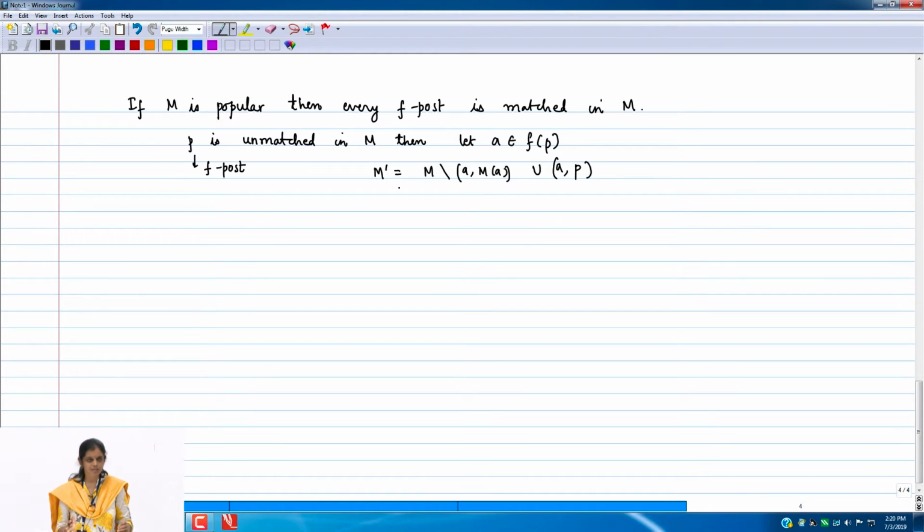In fact, you can say that it must match every F post to an applicant who treats it as its rank 1 post. Again, it seems intuitive that there's no incentive for us to assign it to an applicant who does not treat it as its rank 1 post. But how will you formally state this? So this shows that every F post should be matched. But what I am claiming is more, that is every F post should be matched to an applicant who treats it as its rank 1 post or belongs to FP, right?